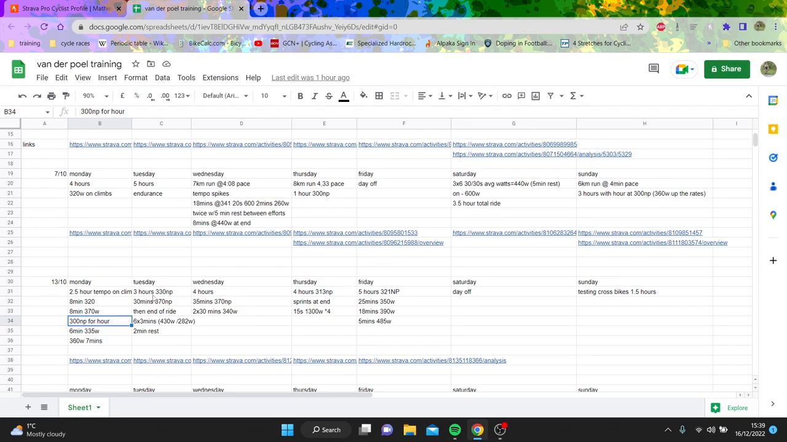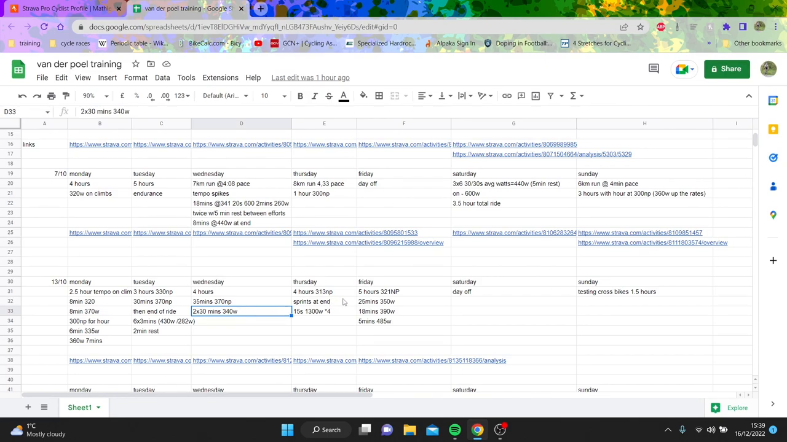So he does 8 minutes at 320, 8 minutes at 370, an hour at around 300 normalized in between, and then does some more climbs here. Tuesday again, pretty hard ride, 30 minutes of 370 normalized, which is at the end of the ride. And sorry, that was the beginning and the end of the ride. He does some fatigue resistant efforts where it's like 430, followed by 280 six times with a 2 minute rest in between, and the 2 minute rest was done at 280.